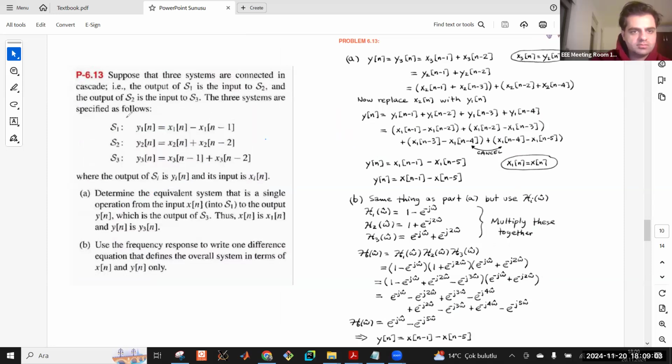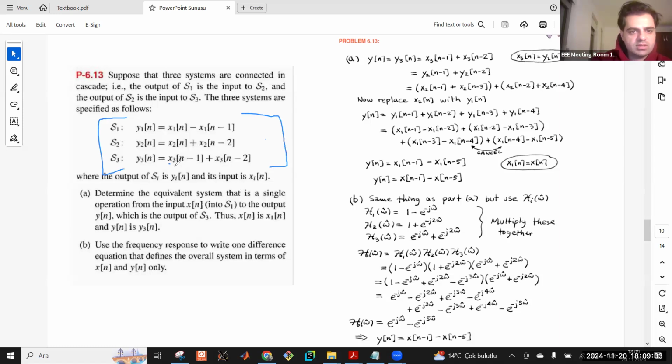In this question, again, this is different from the previous ones in a way that in the previous questions, we had only one system. In this question, we have 3 subsystems. And in part A, we will find the equivalent system that is a single operation from input to output by using the given difference equations. We will go step by step.